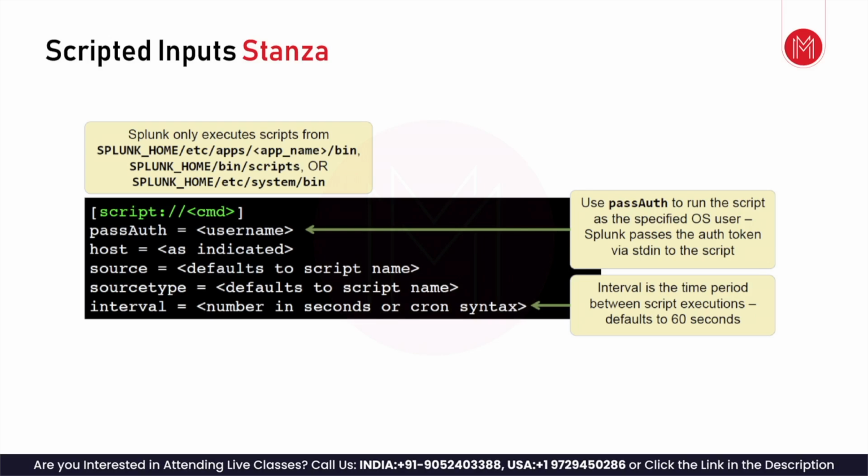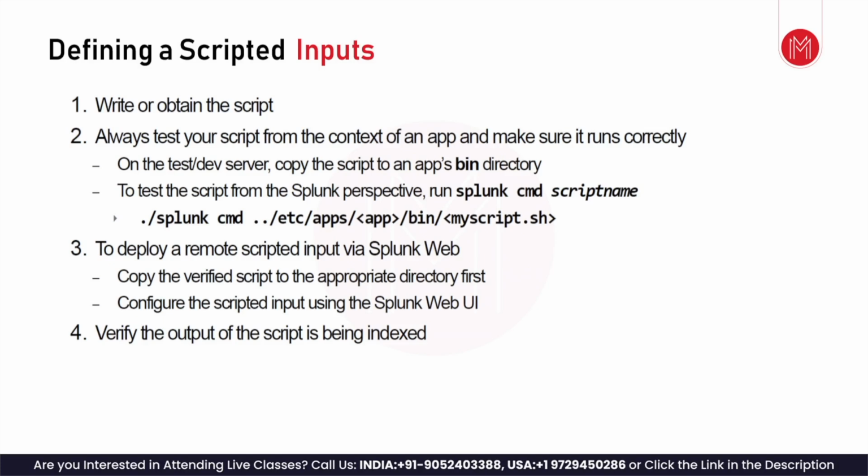Based upon the script, whatever script you are writing, make sure you write it properly. And here if you see, defining the scripted input: as I told you, write or obtain the script, and always test the script. Whenever you want to add it in some application, make sure you run the script and get the exact results before going into production. First you'll have some dev test servers. Copy the script, in the bin directory, and run the script there. After getting the proper results, then you push this to production.